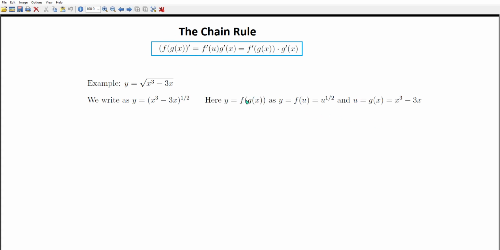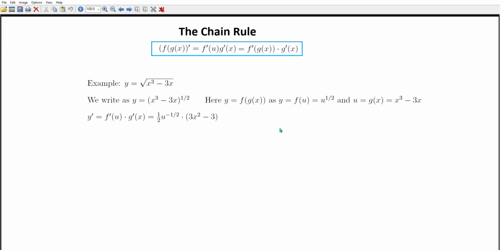So this composition can be written as y equals f of u equals u to the 1/2, the outside function, and u equals g of x equals x cubed minus 3x, the inside function. The chain rule says y prime is f prime of u times g prime of x, derivative of the outside function evaluated at the inside function times the derivative of the inside function.